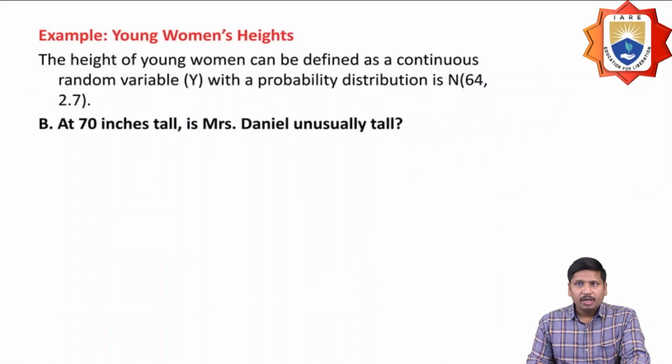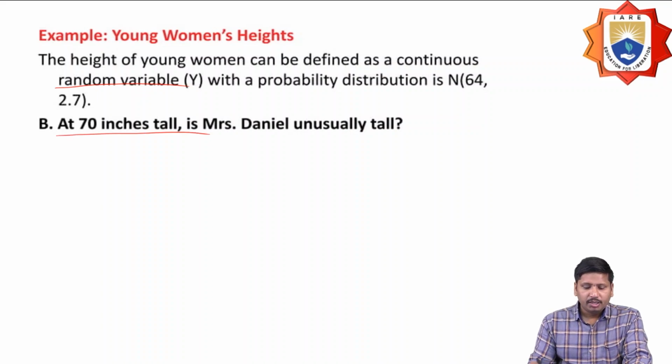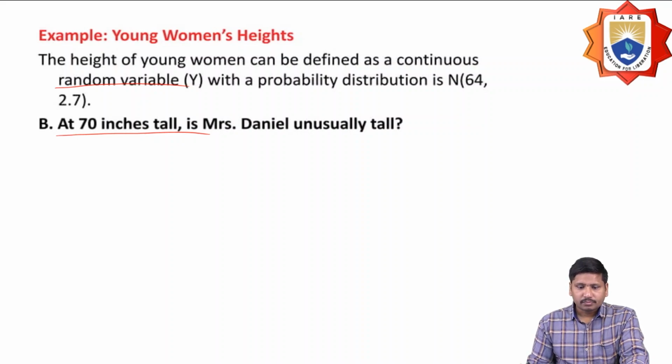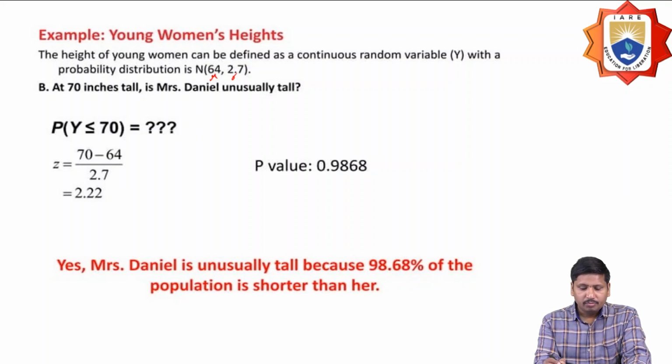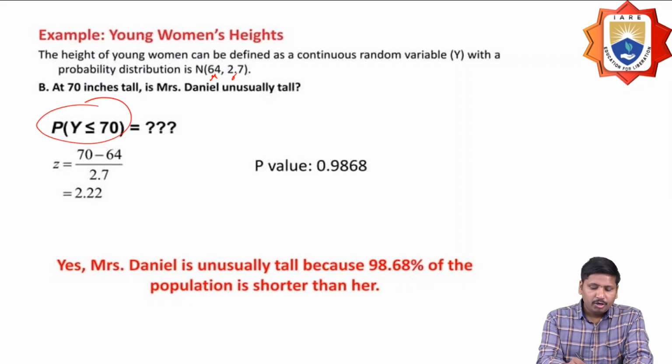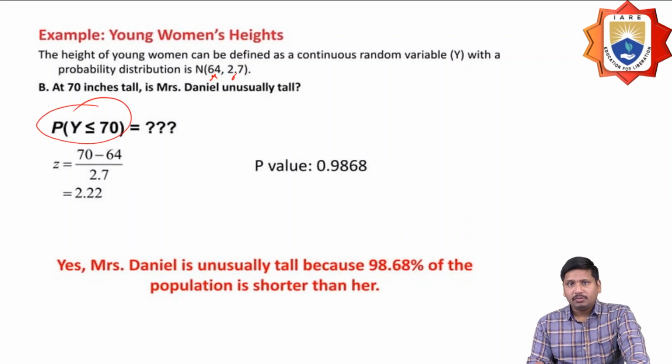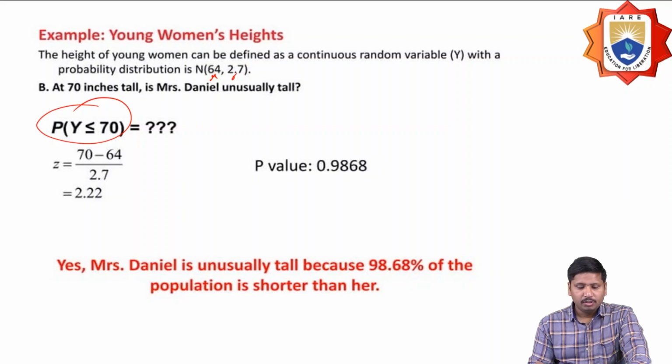Suppose the height of Angel can be defined as a continuous random variable y, with a normal probability distribution. The question is: at 70 inches tall, is Mr. Daniel unusually tall or not? The height should be defined as y, with this mu value and sigma value. So what is the probability that y is less than 70, in order to determine whether Mr. Daniel is tall?